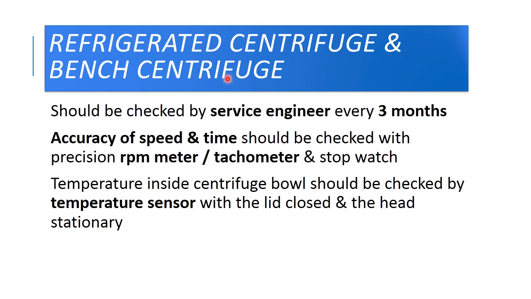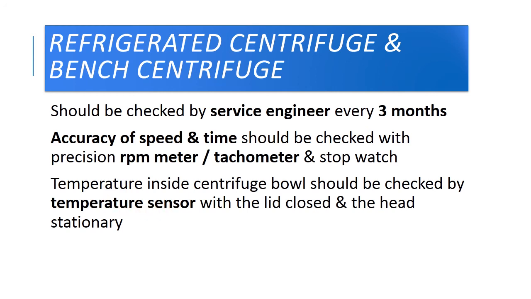Refrigerated centrifuge and bench centrifuge. Here also we need to have the centrifuges checked by the service engineers. Every 3 months once, we have to check the working of the centrifuge. Accuracy of speed and time has to be recorded by using an RPM meter or tachometer. This records the speed of the equipment. Temperature inside the centrifuge bowl should be checked by temperature sensors. Any variation in temperature can easily be recorded using thermometers as well as these temperature sensors.